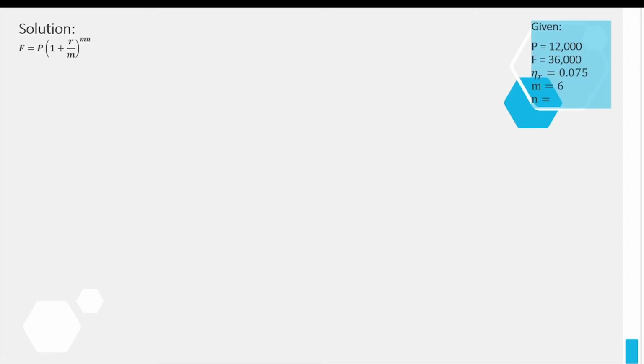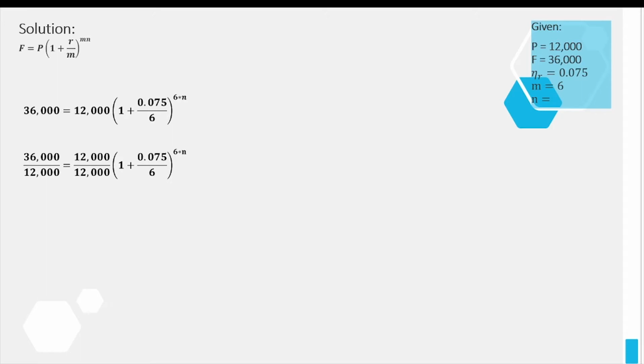Solving for the total number of interest periods n, we are just going to substitute the given values to the corresponding formula. So 36,000 equals 12,000 times the quantity 1 plus 0.075 over 6 raised to 6 times n. We just divide both sides by 12,000, the principal value or the present value, and we obtain 3 equals the quantity 1 plus 0.075 over 6 raised to 6 times n.